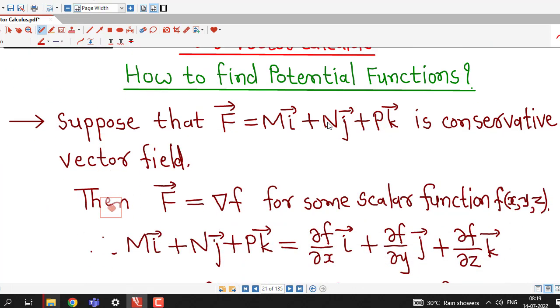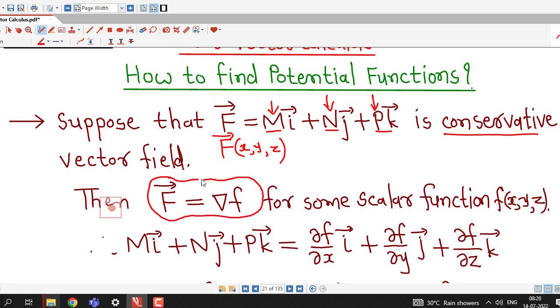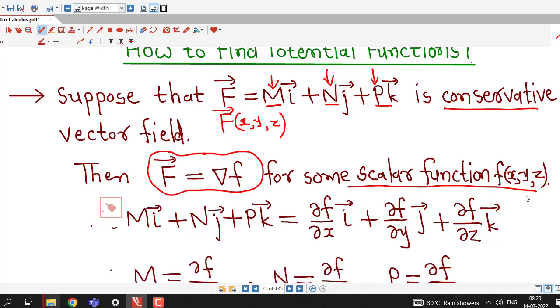So we start with a conservative vector field. Suppose that we have a vector field with three component functions m, n and p, and here our assumption is that our function is of three variables x, y, z. Therefore m, n and p are also scalar functions of three variables. Suppose f bar is a conservative vector field, then by definition f bar can be written as the gradient of some scalar function, say f of x, y, z.